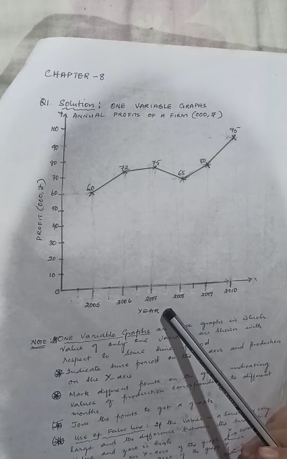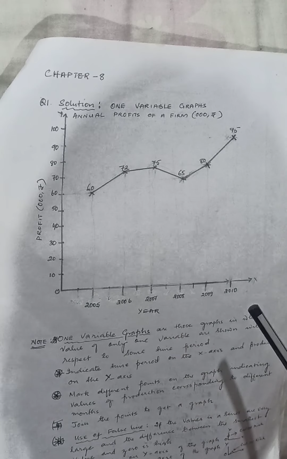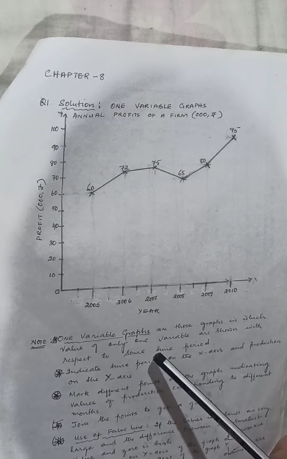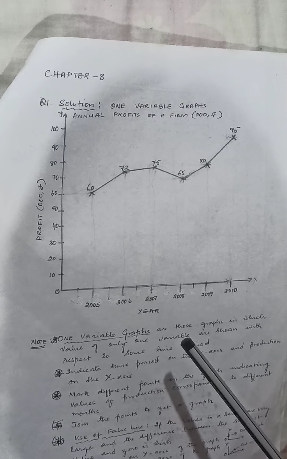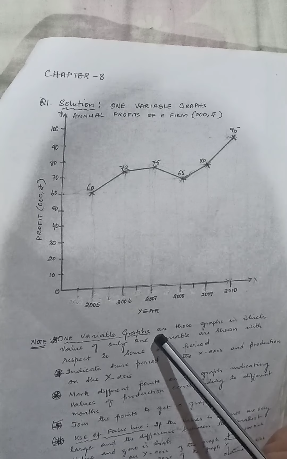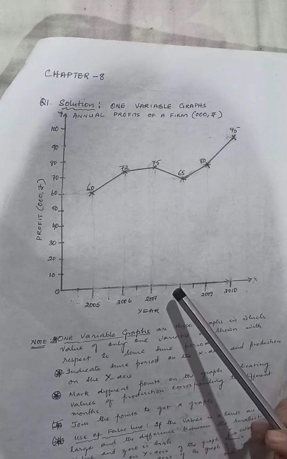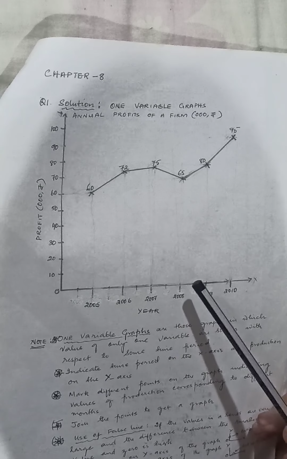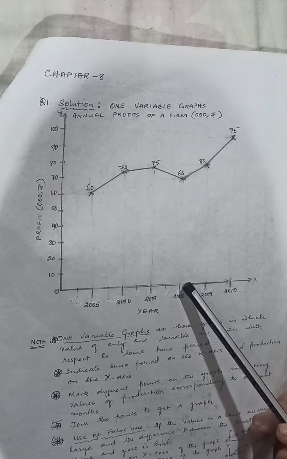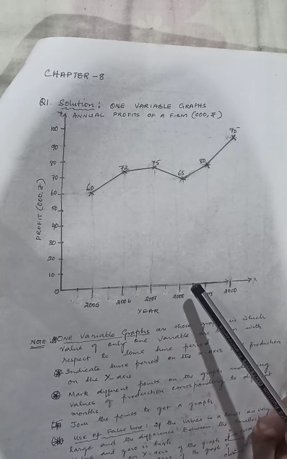So to do this time series graph, the important thing is that there are two types of variable graph. One variable graph, we are going to do it. That means only one item is given. So how are we going to make a graph? The graph we are making is on the basis of the x-axis and y-axis.